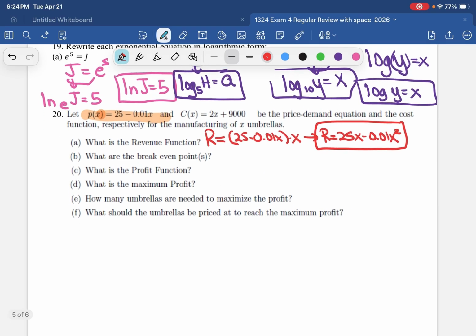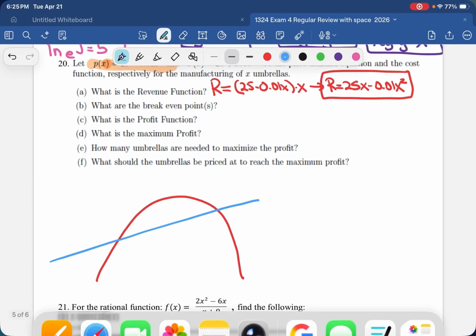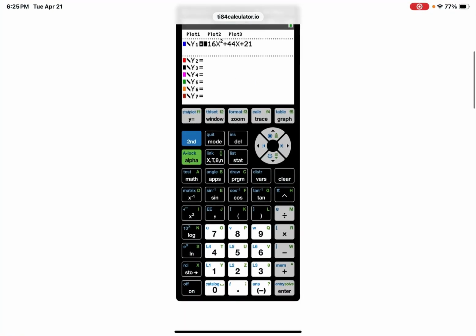It says, what are the break-even points? So this is where I want to go ahead and graph. I'm going to graph my revenue, and I'm going to graph my cost function, and put them in Y1 and Y2. So let's go ahead and do that. I'm going to go to Y equals, and I'm going to put my revenue function in Y1: 25x minus 0.01x squared. I'm going to put my cost function in Y2.